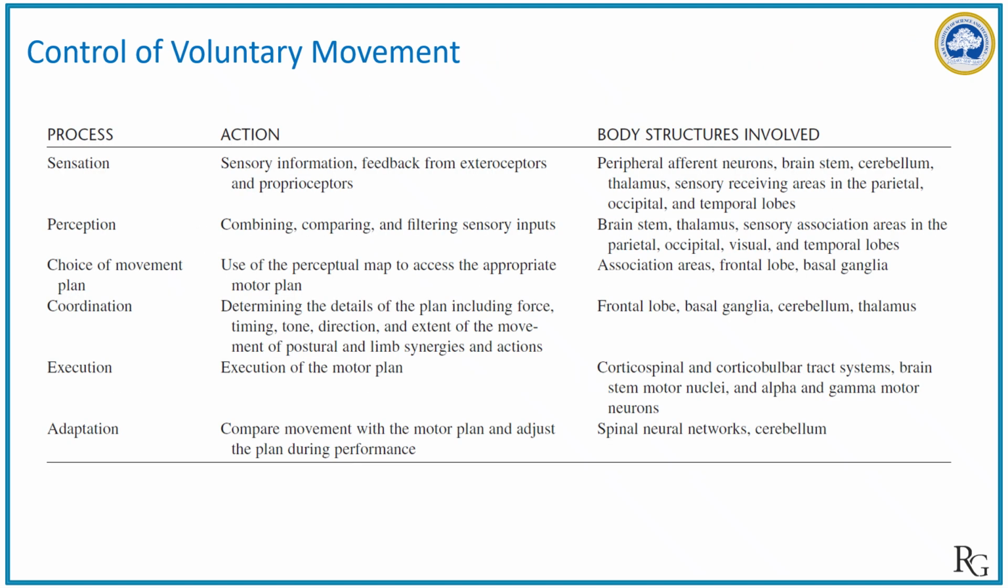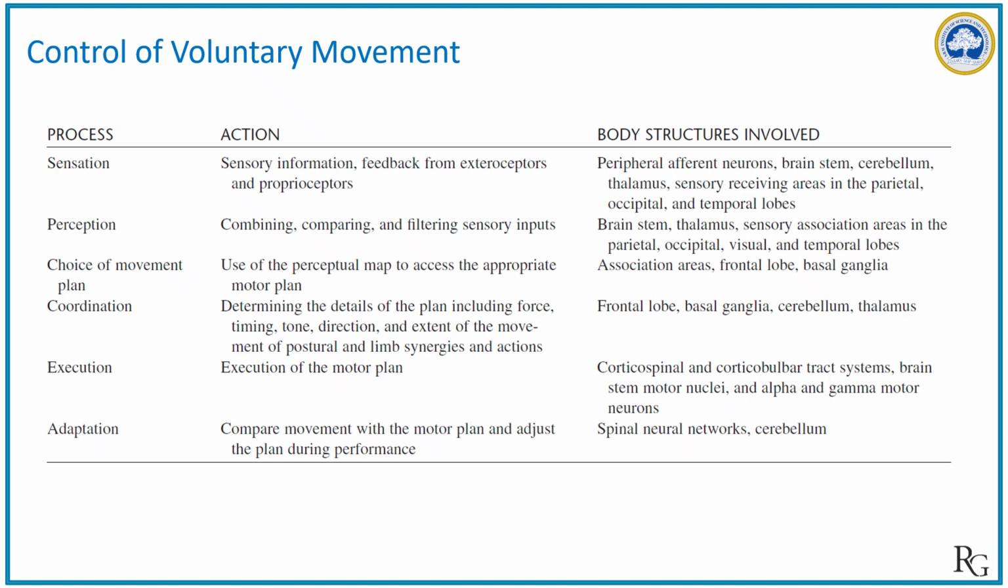The control of voluntary movement follows a clear and structured process. So let's start step by step. It begins with sensation. Sensory information is gathered from the body and the environment through exteroceptors and proprioceptors. This raw sensory data travels through peripheral afferent neurons to the brainstem, cerebellum, thalamus, and sensory receiving areas of the parietal, occipital, and temporal lobes of the brain.